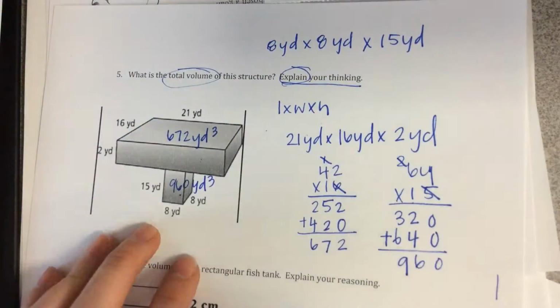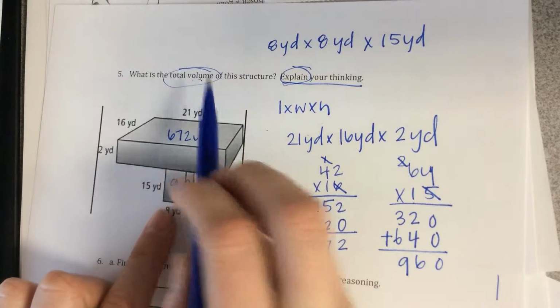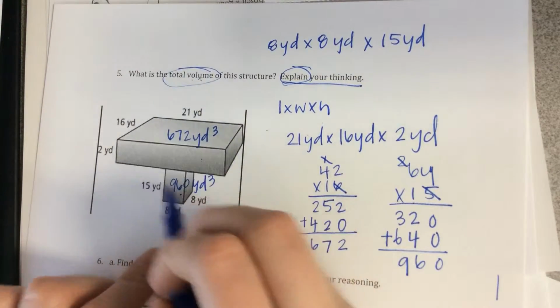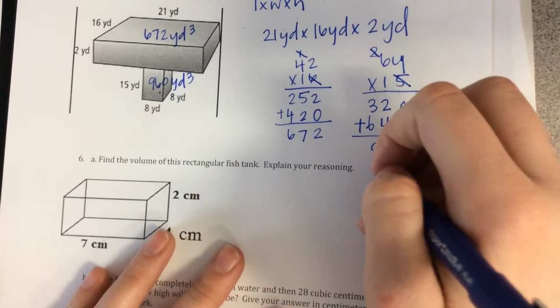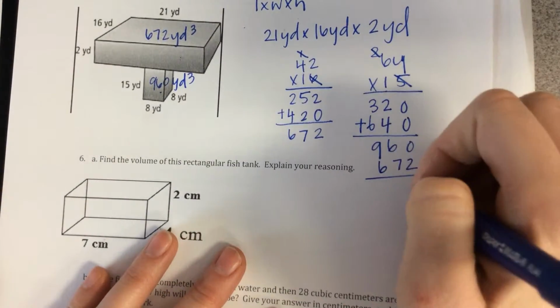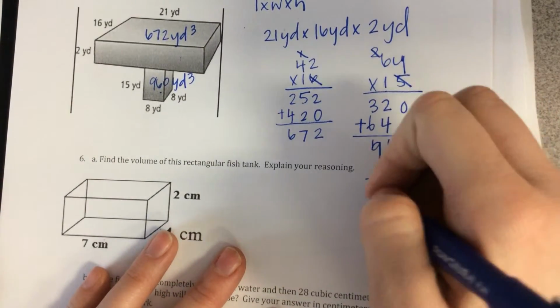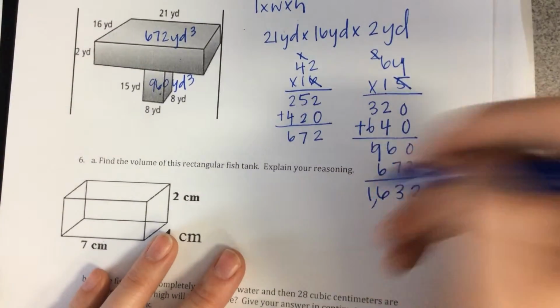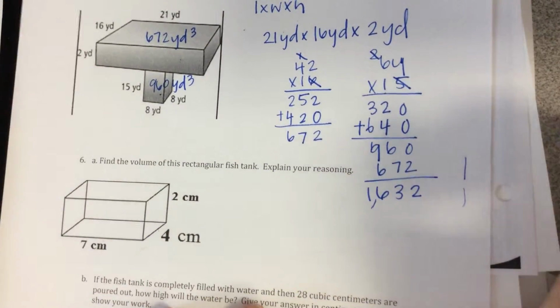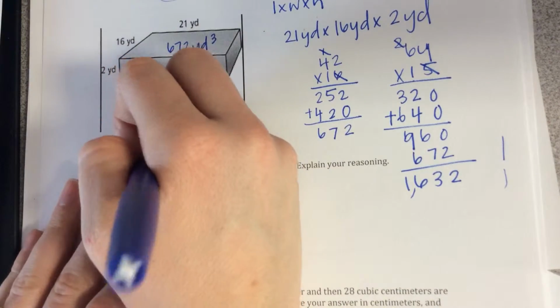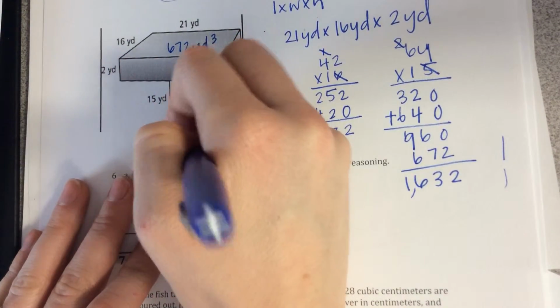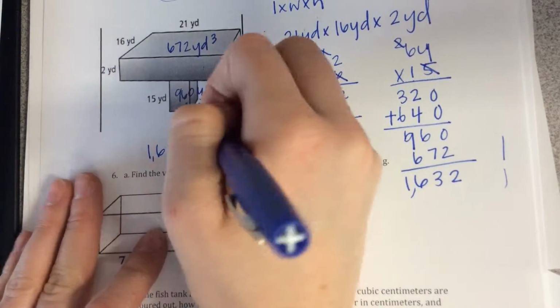yards cubed. Now I have these two, but it wants the total volume, which means I'm going to have to add those two together to get the whole thing. So 960 plus 672 is 1,632, and it's really important this whole test that you have the unit. So that is yards cubed is the total volume.